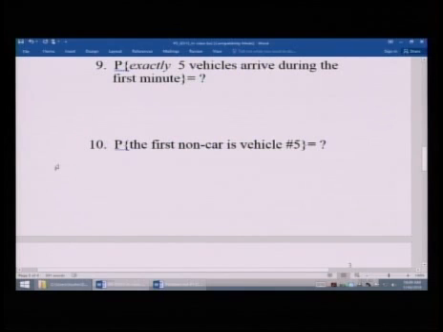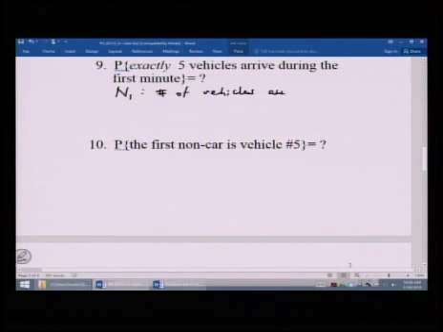Okay, so for number 9, how did you define the random variable to get the desired probability value? We want to know the probability that exactly 5 vehicles arrive during the first minute. So how did you define the random variable in this case? Anybody? How about N sub 1? What is that? Number of vehicles arrived during the next 1 minute.